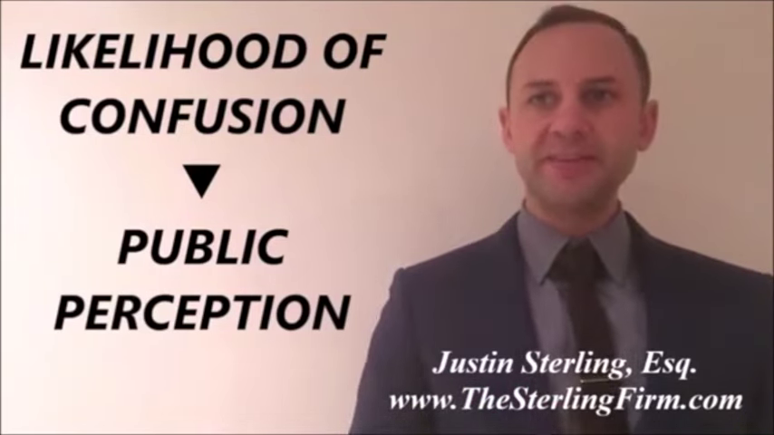1. Strength of the mark. 2. Proximity of the goods. 3. Similarity of the marks. 4. Evidence of actual confusion. 5. Marketing channels used. 6. The type of goods and the degree of care likely to be exercised by the purchaser. This is also known as purchaser sophistication.